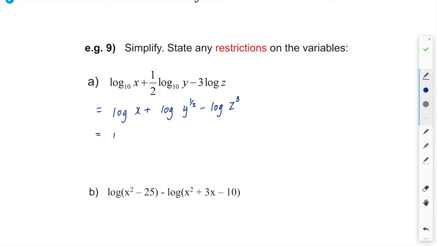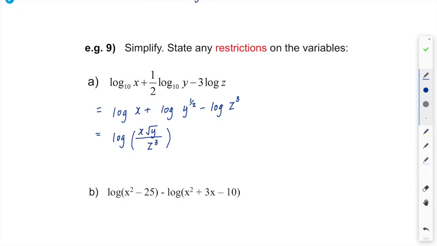I can follow the rules and say that when I add, I multiply. So x times square root of y. When I subtract, I divide. You can use a bracket to make it more clear what you're trying to log.